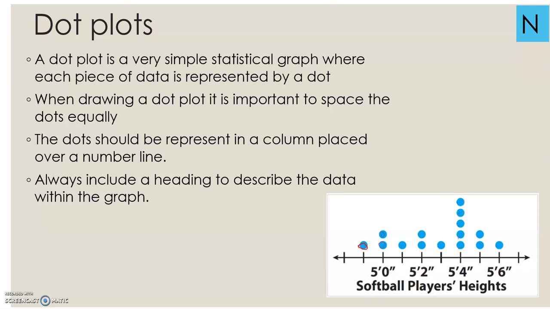The dots should be represented in a column placed over a number line. So you always draw a number line and then you place your dots over the number line, and always include a heading to describe the data within the graph. So someone who looks at the dot plot should be able to tell what they're looking at. So in this case, I'm looking at softball players' heights. All right, so these are some of the key things to remember when you're drawing a dot plot.